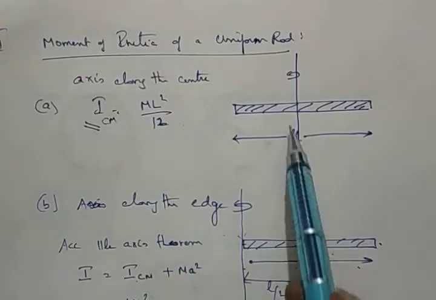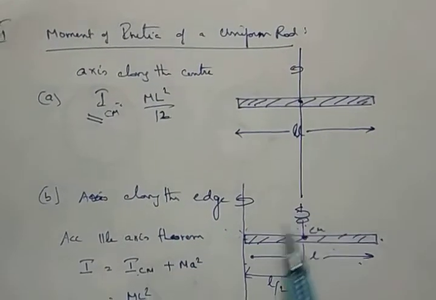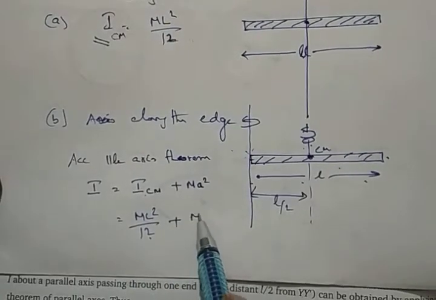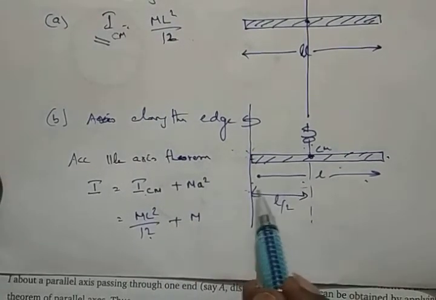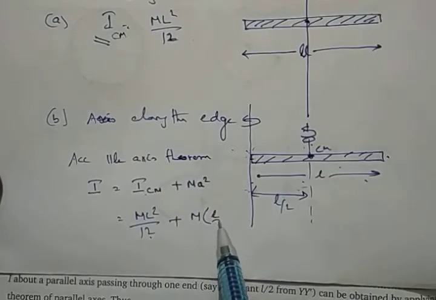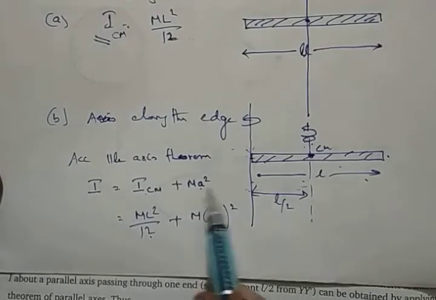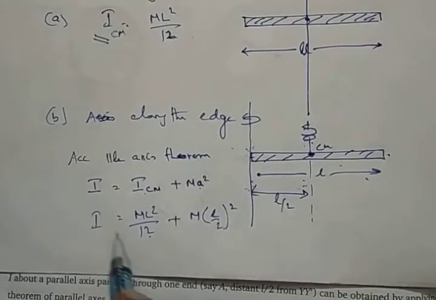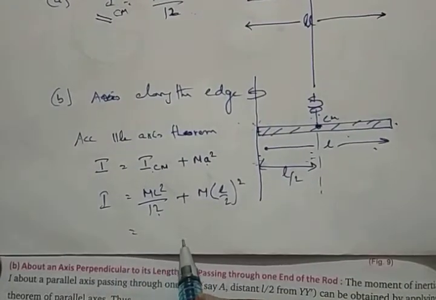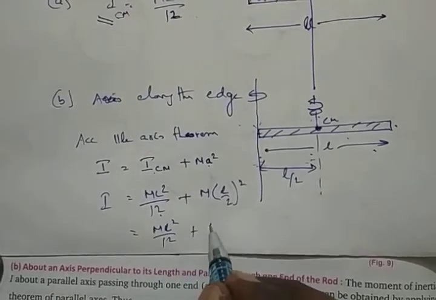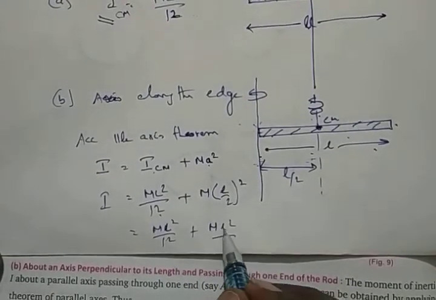For the center of mass only it is this. This is the center of mass. It is already ml square by 12. ml square by 12 you got to put plus m into what is this distance? This distance is L by 2 the whole square. A is this distance. So that is I. Solve this one. You will get the answer here. So it is ml square by 12 plus ml square by 4.